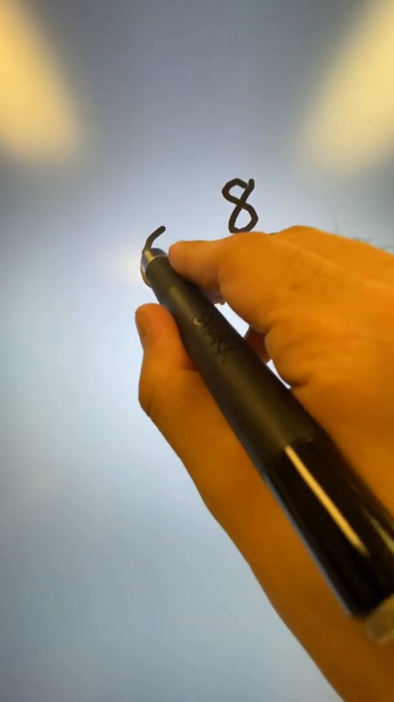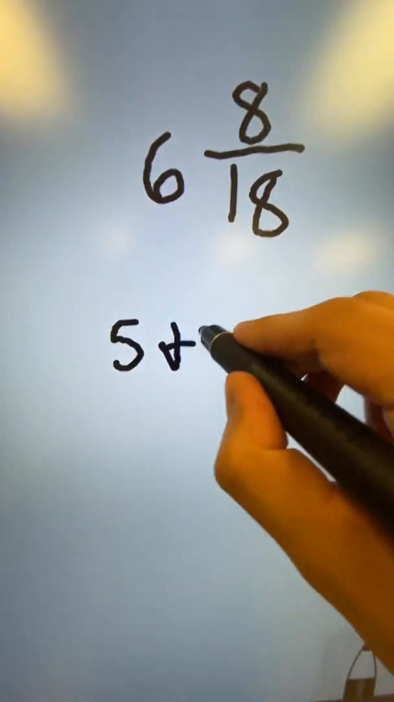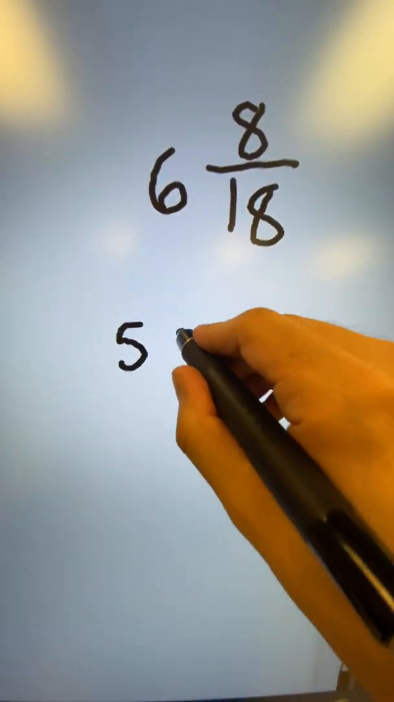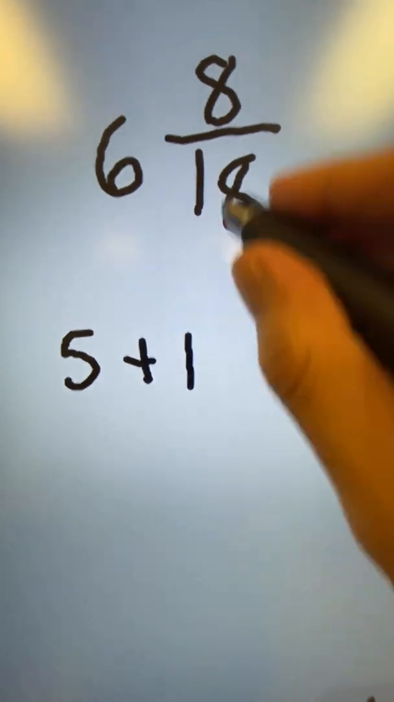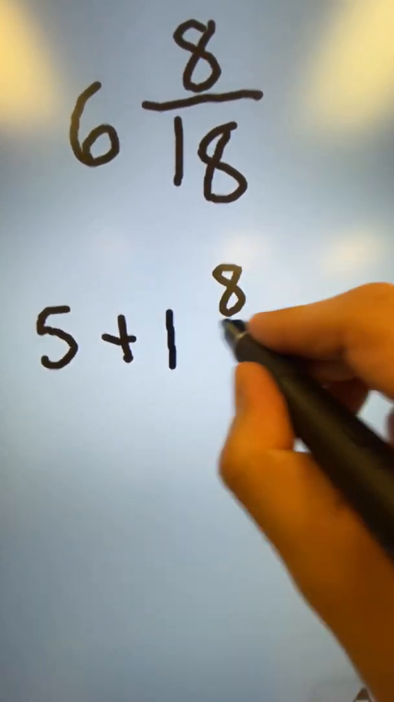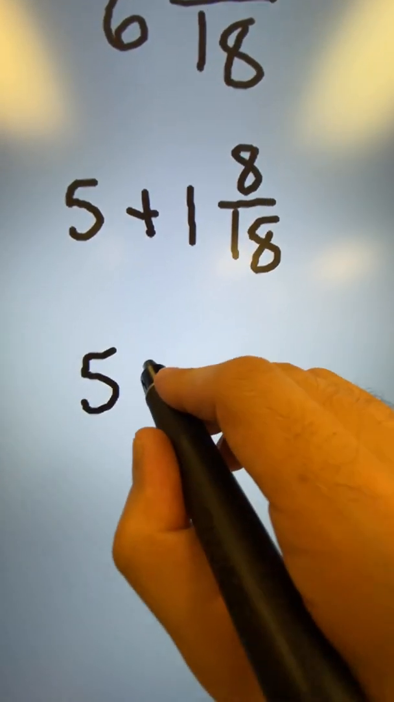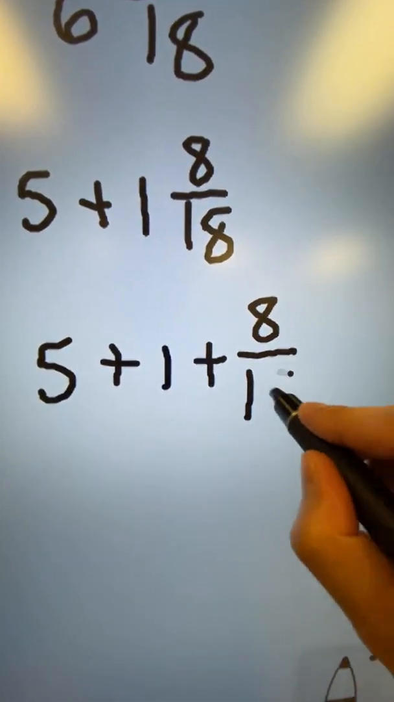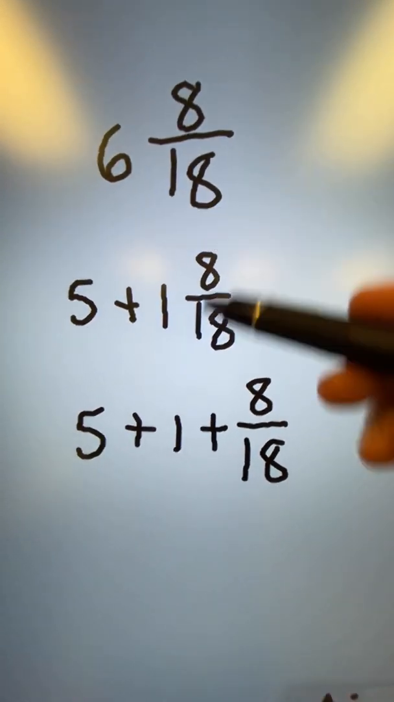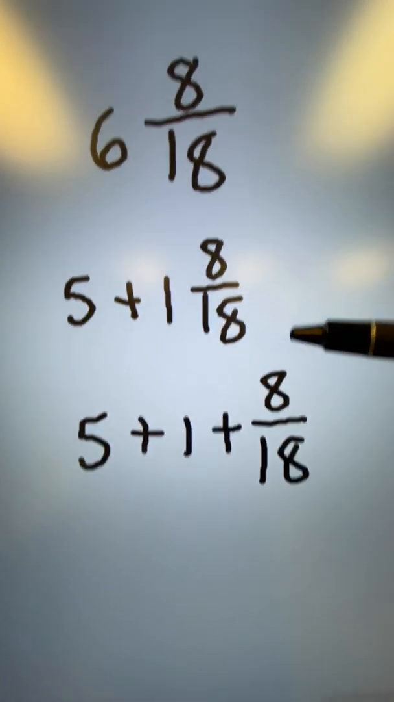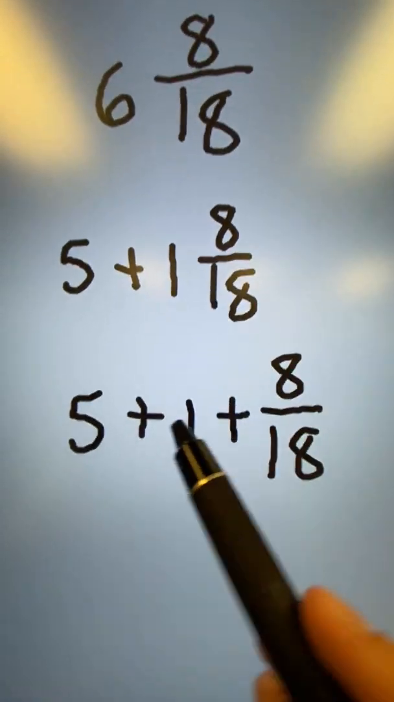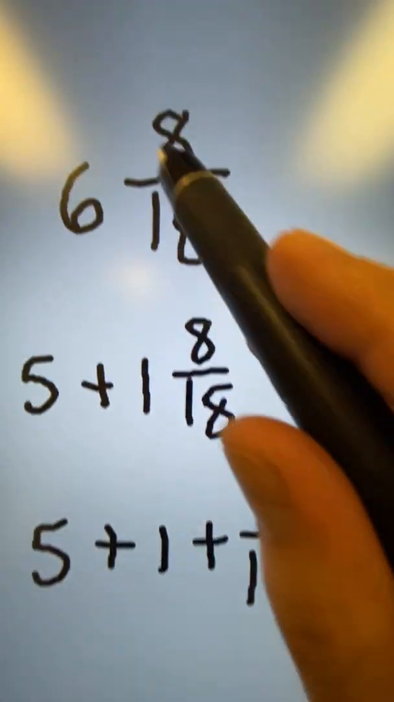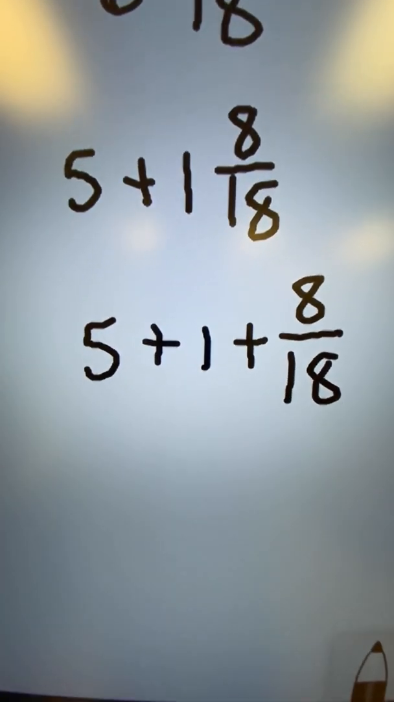So look, I'm going to split up the 6 into 5 plus 1. So 5 plus 1 is the same thing as 6. And then I still have that 8/18. But I'm actually going to split that up one more time. So 1 and 8/18 is the same thing as 1 plus 8/18. And remember, in math, we can do whatever we want as long as the new expression is equivalent to the original, right? If I add this all together, I get back 6 and 8/18. So I have no problem doing this.